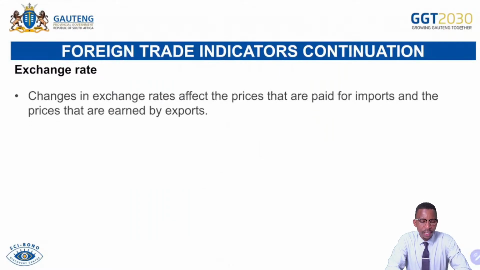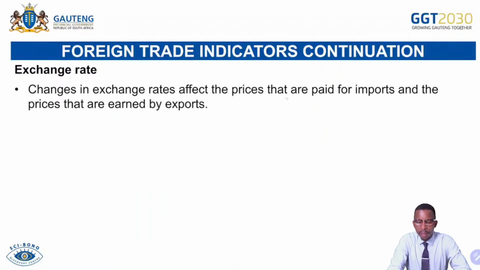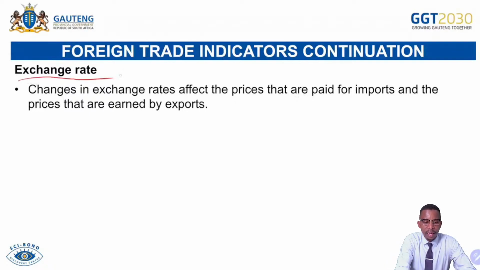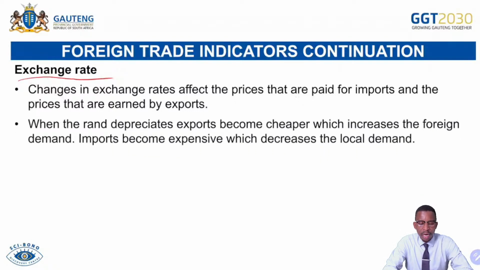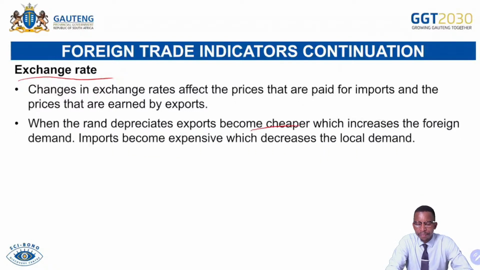Then we continue with the exchange rate. Changes in exchange rate affect the prices that are paid for imports and the prices that are paid for exports. So, for instance, whenever the exchange rate appreciates, that means exports will be expensive, so there will be more earnings on exported goods and services. But if it depreciates, there will be less earnings on exported goods and services. When the rand depreciates, export becomes cheaper, which increases the foreign demand for locally produced goods and services. Import becomes expensive, which decreases the local demand.